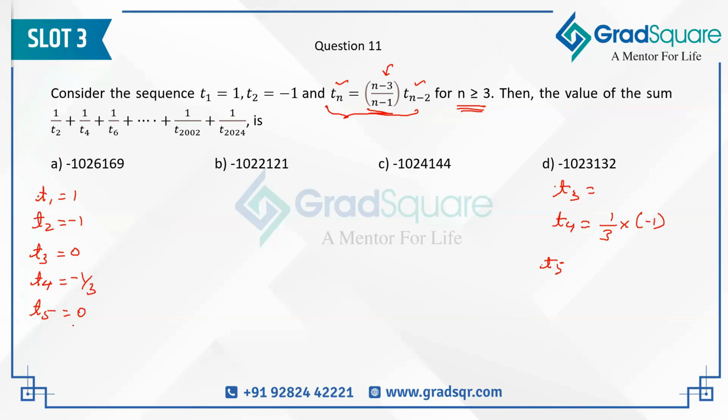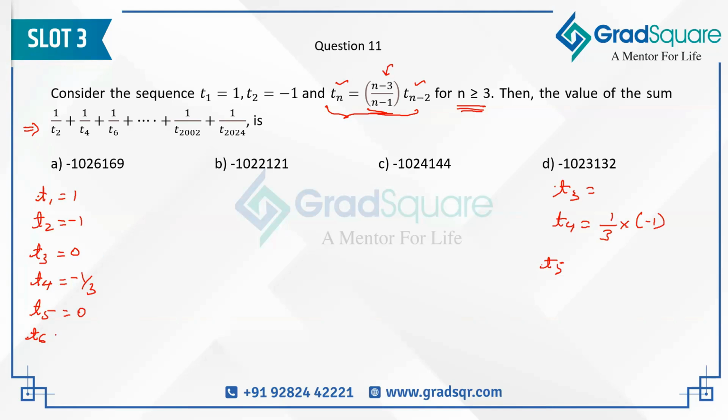T5 is 0, T7 will be 0. So by now I'm clear that all the odd terms are turning out to be 0, and the even terms are where the question is hovering around, because if you look at this also, it is only talking about the even terms T2, T4, T6 all the way up to T2024, right?